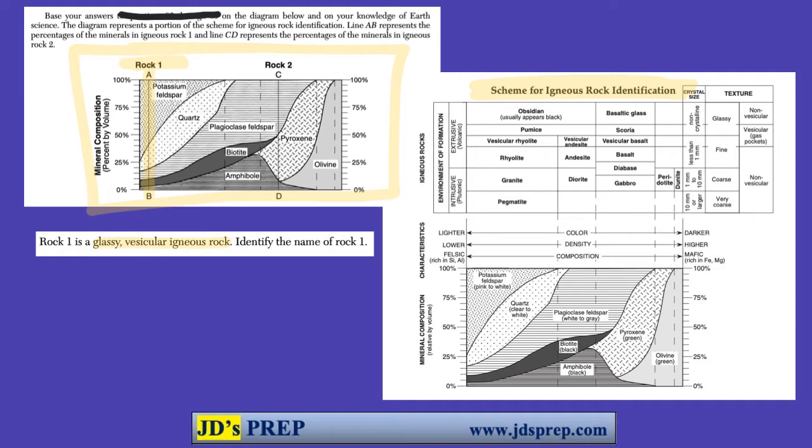So we'll head over to our scheme for igneous rock identification. We know that we're talking about something in this area, so we're looking at some of these rocks. If you look over to the right, we can see vesicular there and glassy there, and the only rock that fits all of those things is pumice.